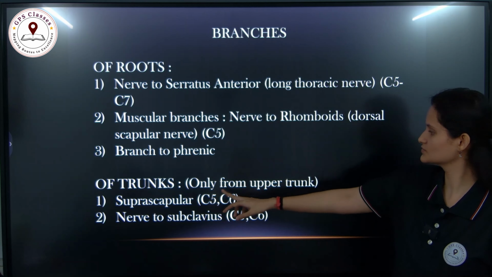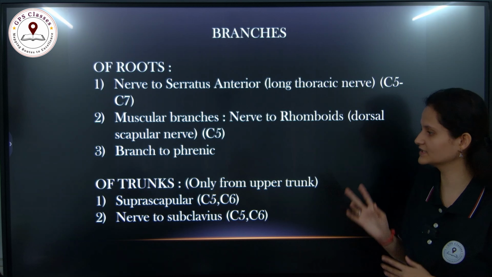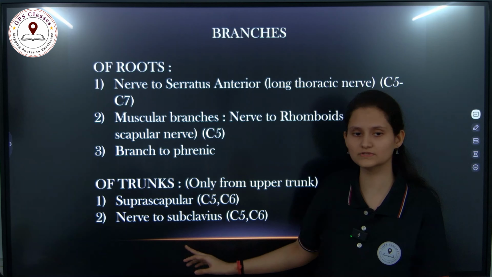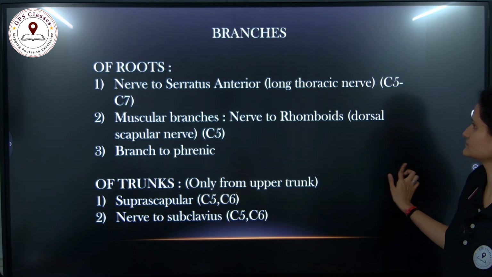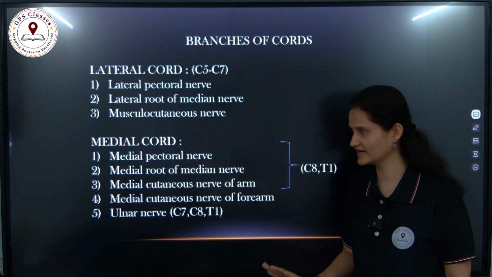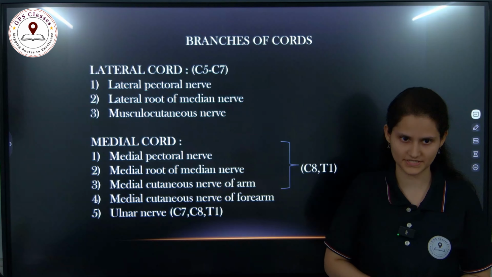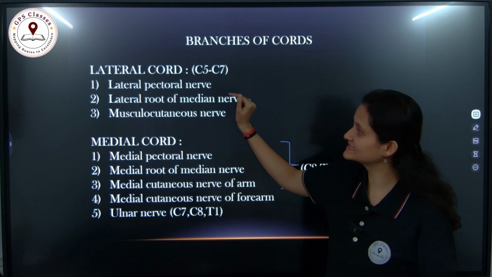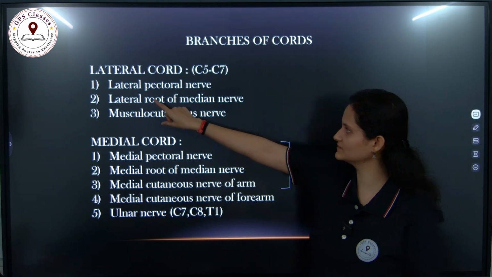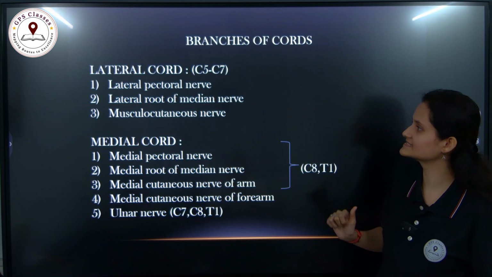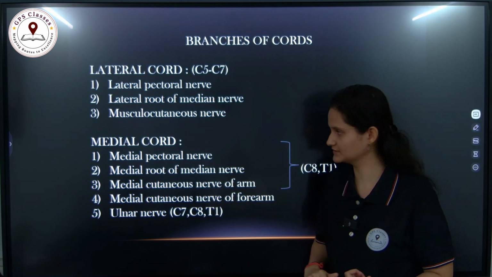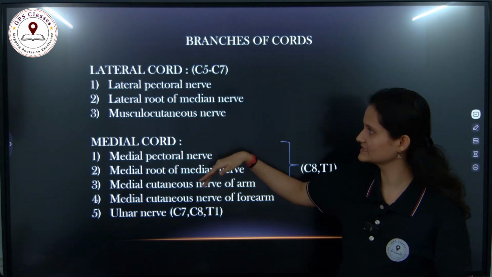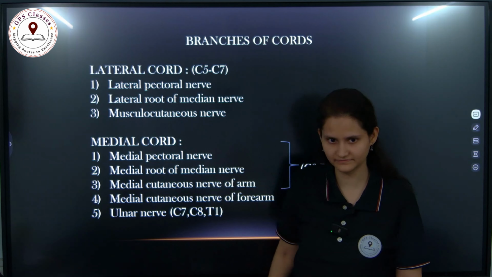The trunk. Only from the upper trunk there are two branches: one is suprascapular, another is nerve to subclavius. The important point is the branches of the cords, which we have to remember. The lateral cord gives three branches: lateral pectoral nerve, lateral root of the median nerve, and the musculocutaneous nerve. We remember it as lucky meat.